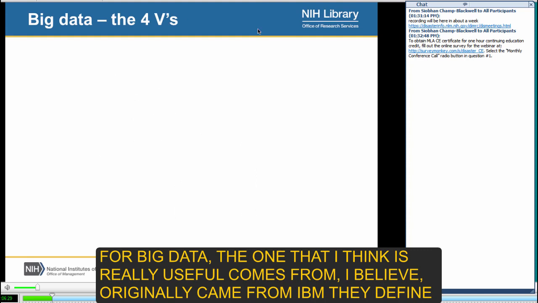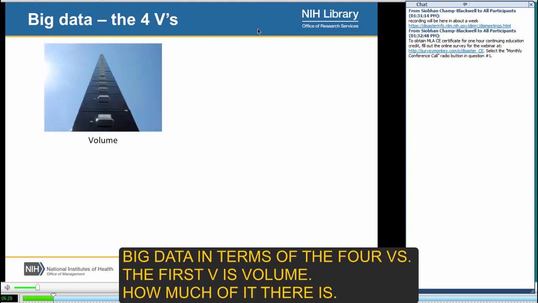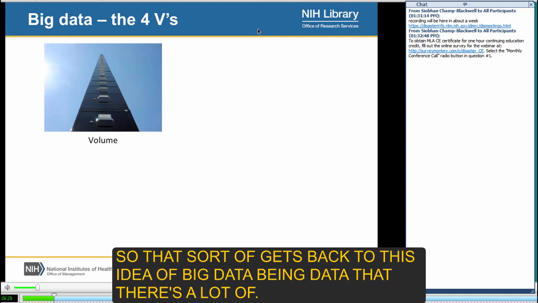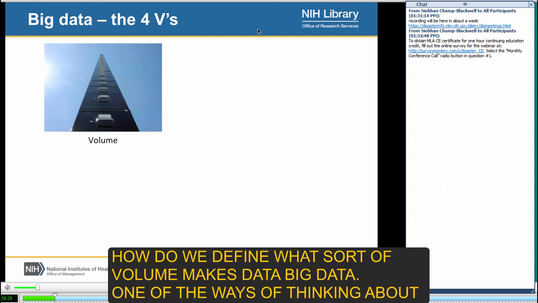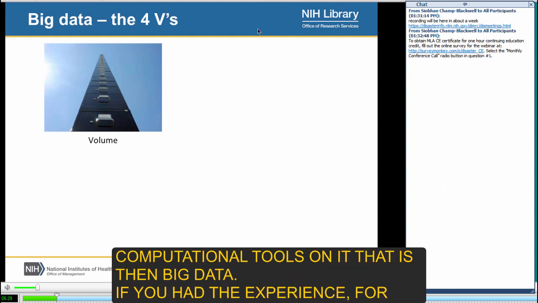comes from, I believe it originally came from IBM, and they define big data in terms of the 4 V's. So the first V is volume, how much of it there is. That gets back to this idea of big data being data that there's a lot of. How do we define what sort of volume makes data big data? One of the ways of thinking about that is that when a data set becomes large enough that we can no longer use traditional computational tools on it, that is then big data.